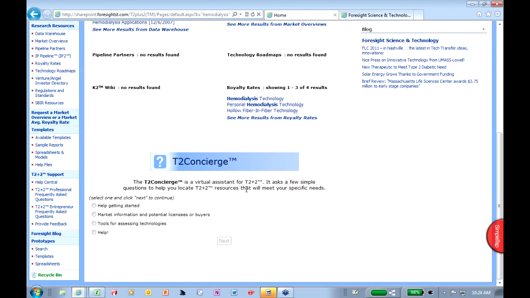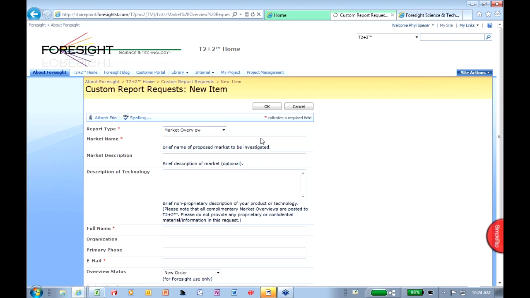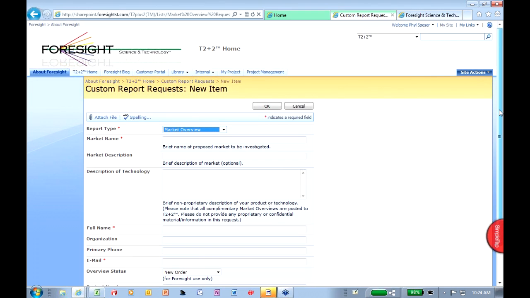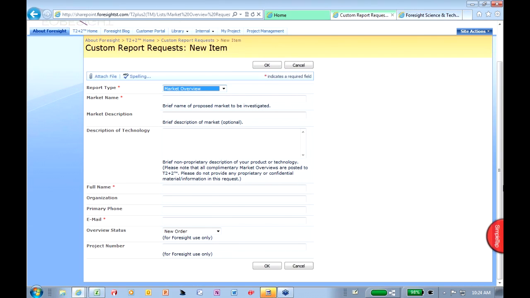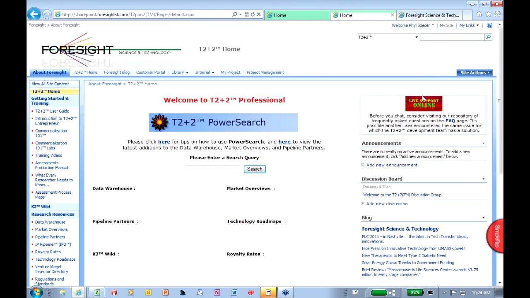There is this form down here. And you click the new button. And there is how you fill out the market overview. For your purposes, however, the most important thing to remember is when in doubt, don't get hung up on the system. Push the chat button. We're always there to help you. You're the customer. So if you have a problem, you push chat and we will walk you through anything that needs to be walked through.